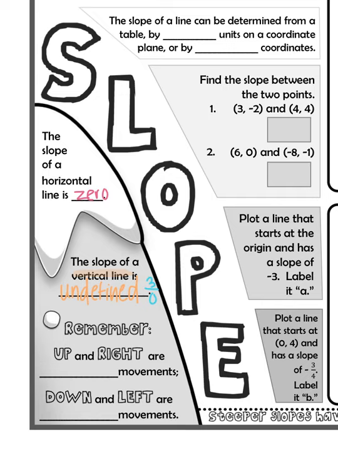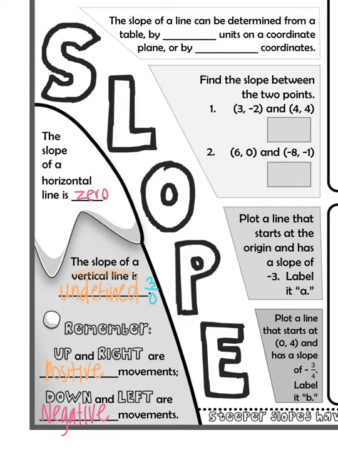And then remember, up and right are positive movements. So if you're going up and to the right, it is positive, and then down and to the left are negative movements. And as you move across your graph, if the line is going down, then it is negative.